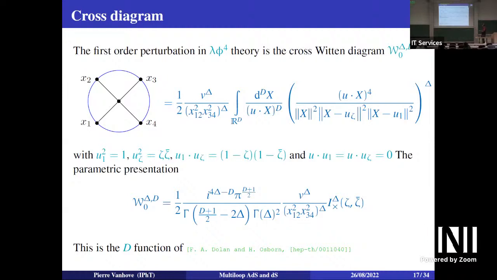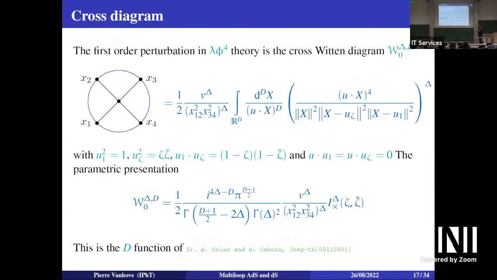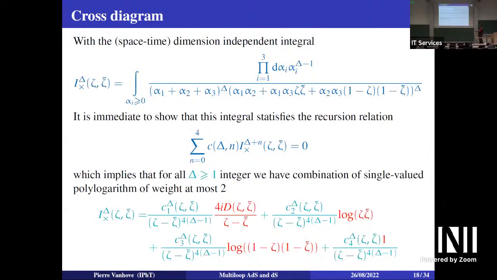Okay. So the result for this graph is that there is some factor that depends on the dimension d, times something that only depends on delta. As I said, this object is what is called D in these papers, but we use a different notation. If you use a parametric representation for that integral, after having stripped off this gamma factor, you get something that depends on delta this way. And then you want to evaluate that.